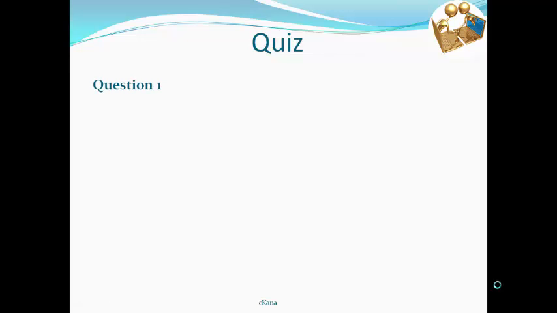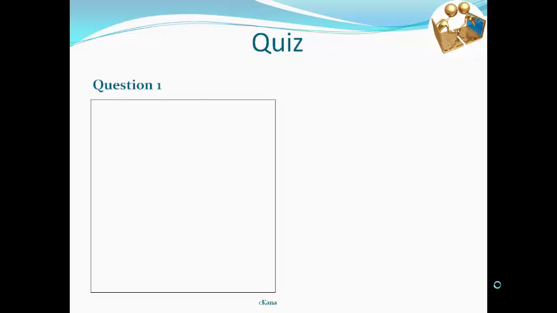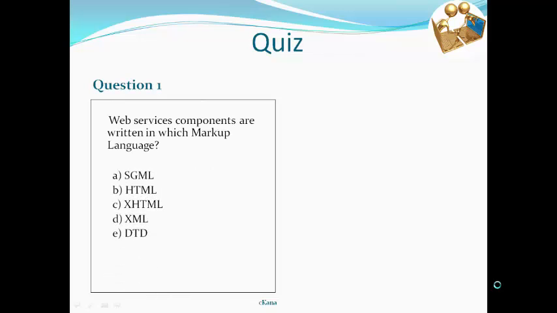Now it's time for your quiz. Question 1. Web services components are written in which markup language? A. HTML, B. HTML, C. XHTML, D. XML, or E. DTD.